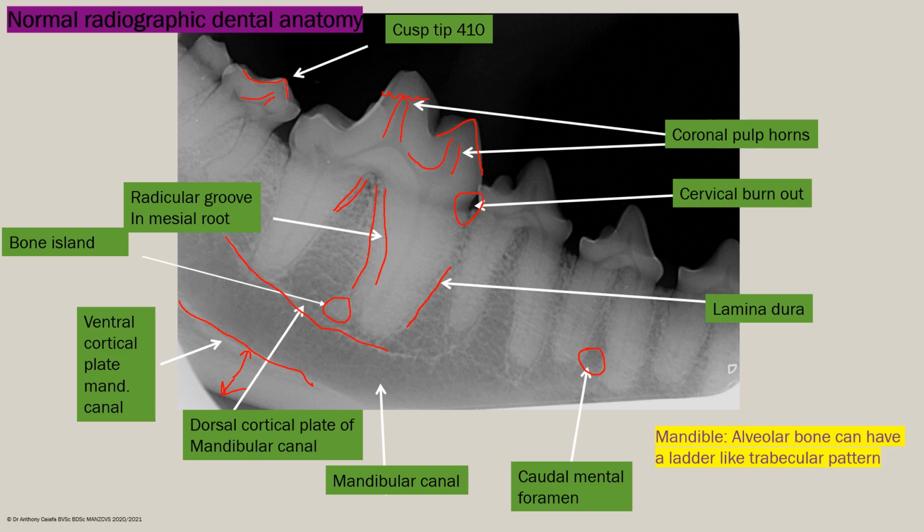Other structures here, we have the alveolar bone, which tends to form what's called a ladder-like trabecular pattern. If you can see, it's like a stepped pattern here, which is quite normal.